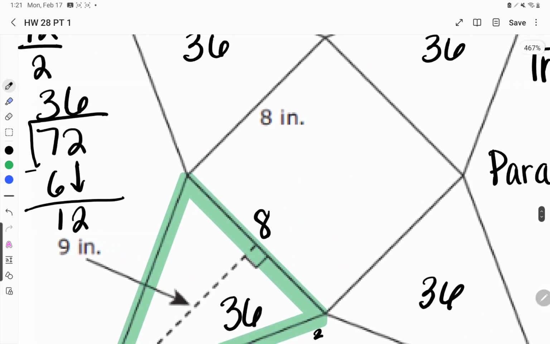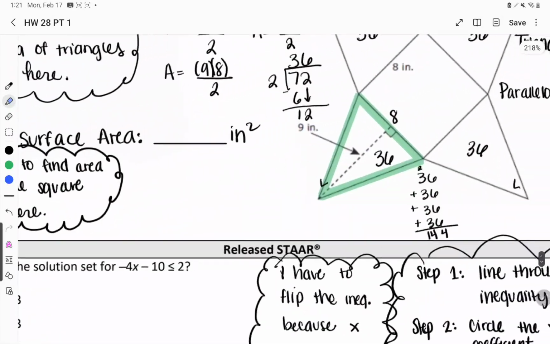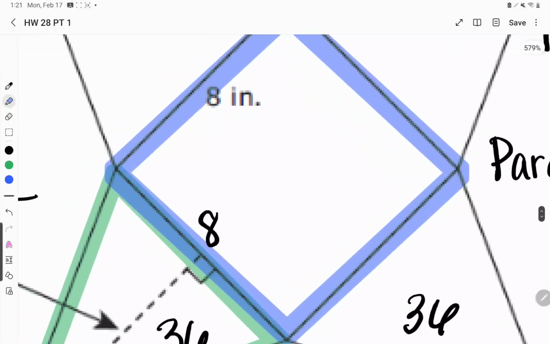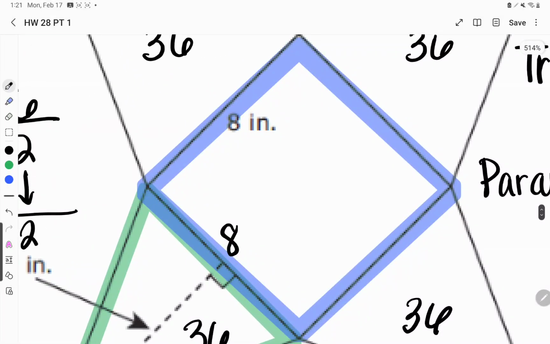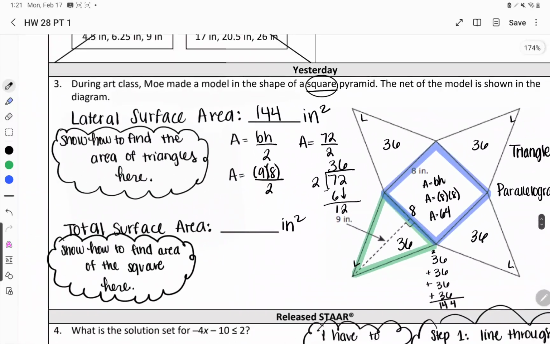Okay, the next thing that I have to find the area of is going to be my square. And we're doing that so we can find the total surface area, which is just the area of all of the shapes added up together. Okay, so now I'm going to take a look at my square. My square has a base of 8 and a height of 8. So for my area, I do area equals base times height. And what would you plug into that? 8 times 8. So what's our area? 64.